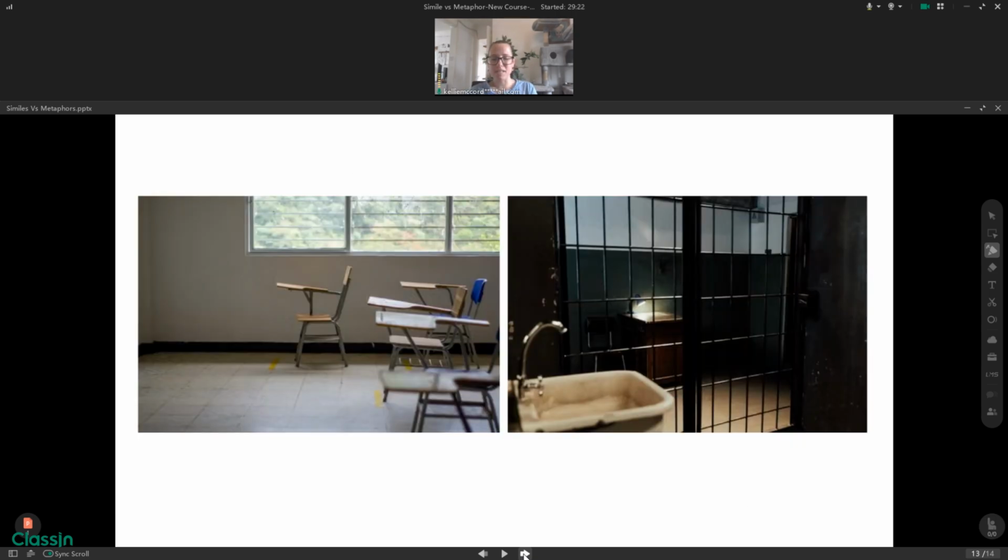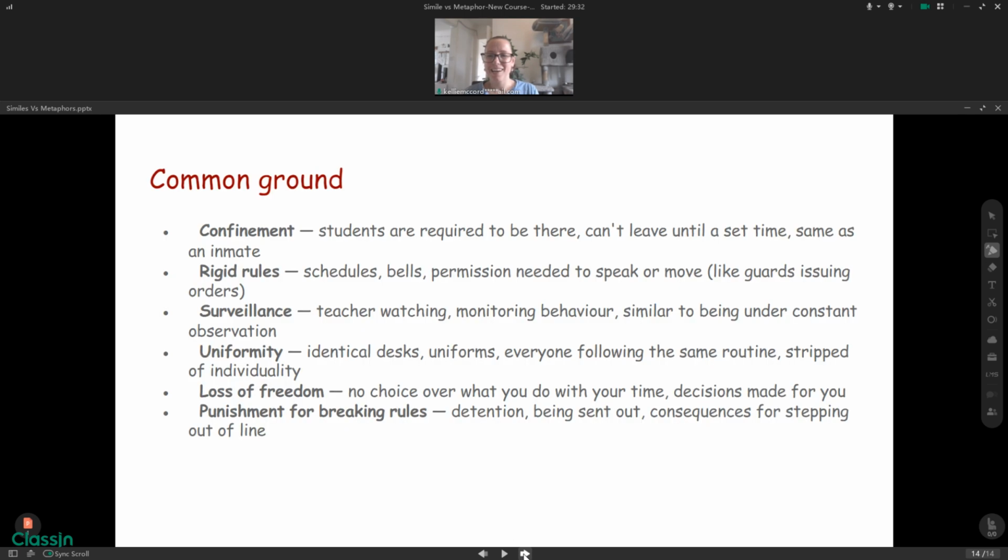Okay, and here's an image to help get you thinking about that. So think about it. I mean, what are the similarities between them, do you think? Okay, so here are some examples of the common ground.